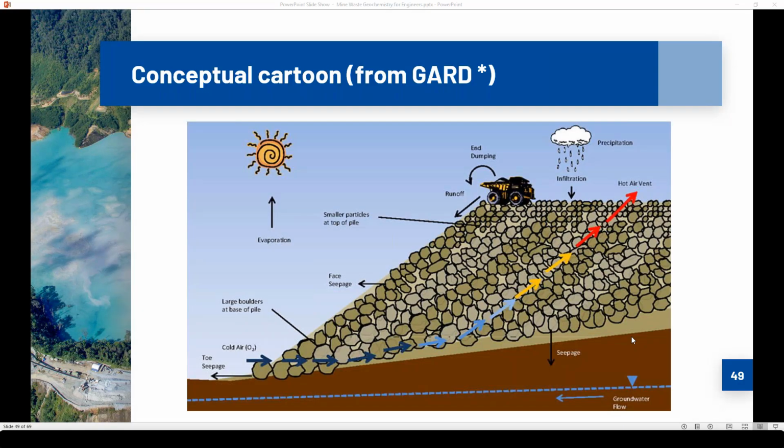So the important bit for us, and this is a conceptual cartoon from the GARD Guide, is that through these preferential pathways and through the reactivity of the waste, we get infiltration of oxygen. So the cold air would typically come in and be channeled along the more permeable pathways, and therefore provides one of the components of that recipe. We can keep having sulfide oxidation as long as we have sufficient water and oxygen reacting with this mine waste. So what can we do about it?